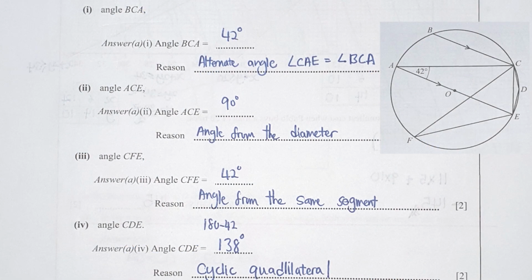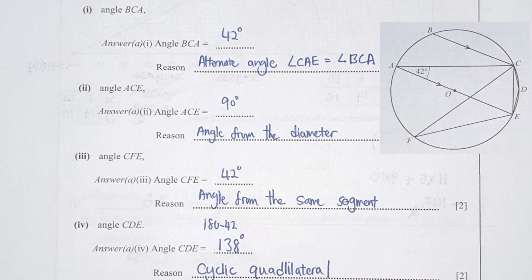Question 4a. Angle BCA is actually the alternate angle of CAE, because both line BC and line AD are parallel, so the result should be 42. Reason: alternate angles. As for angle ACE, this one will be 90 degrees because it is the angle in a semicircle, AE is a diameter.